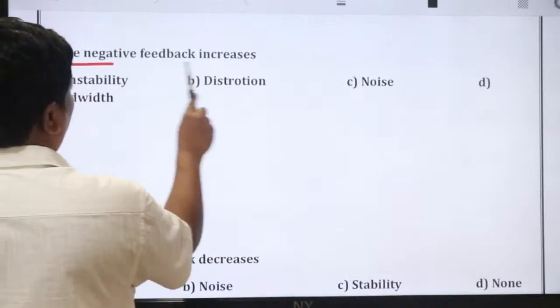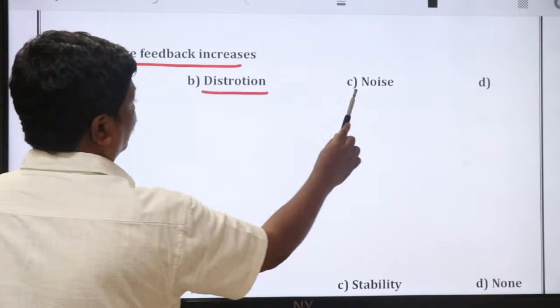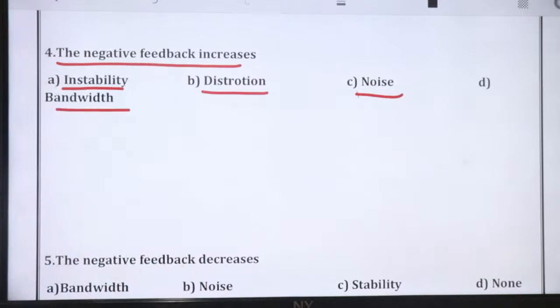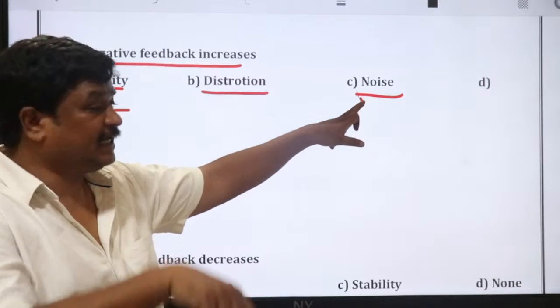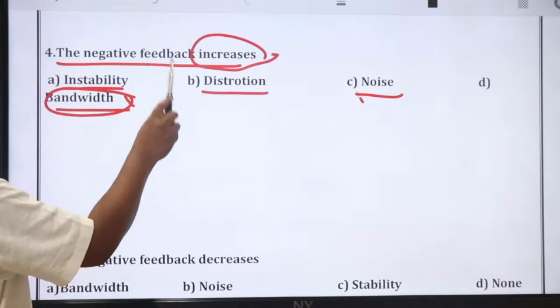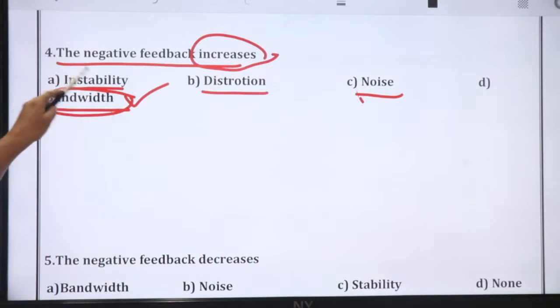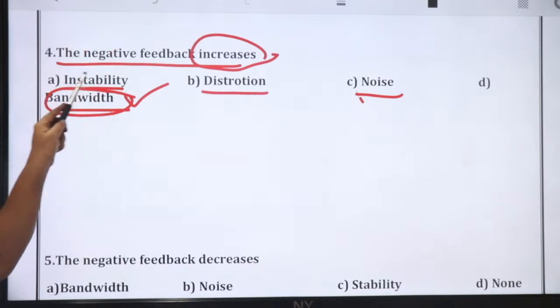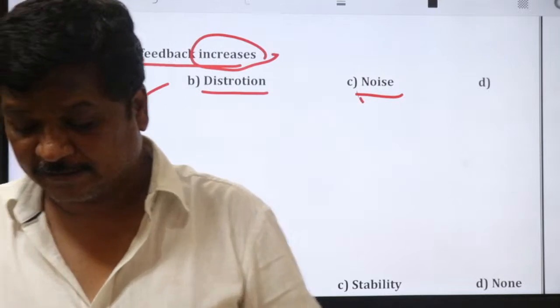The negative feedback increases instability, distortion, noise, bandwidth. Just now we discussed, because of negative feedback, stability is better, distortion decreases, noise decreases, bandwidth increases. What is being asked? Which increases? Bandwidth increases. No, here instability. Stability increases, instability decreases. Stability is different, instability is different.